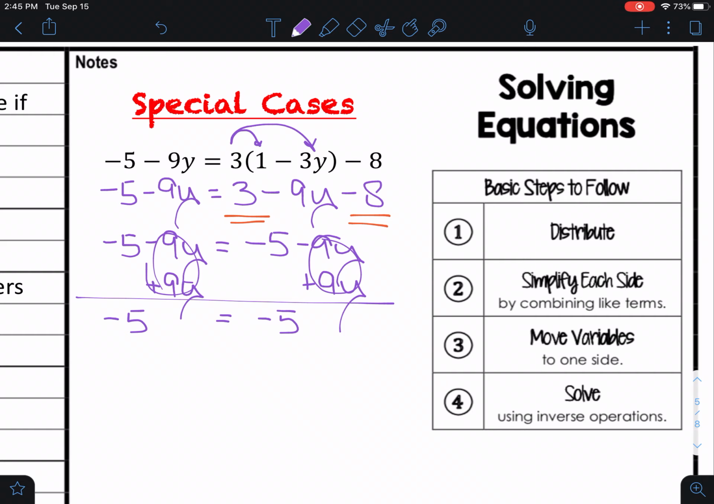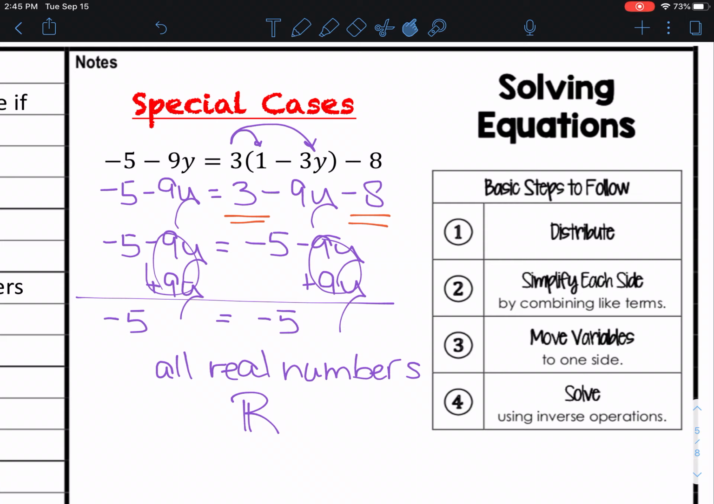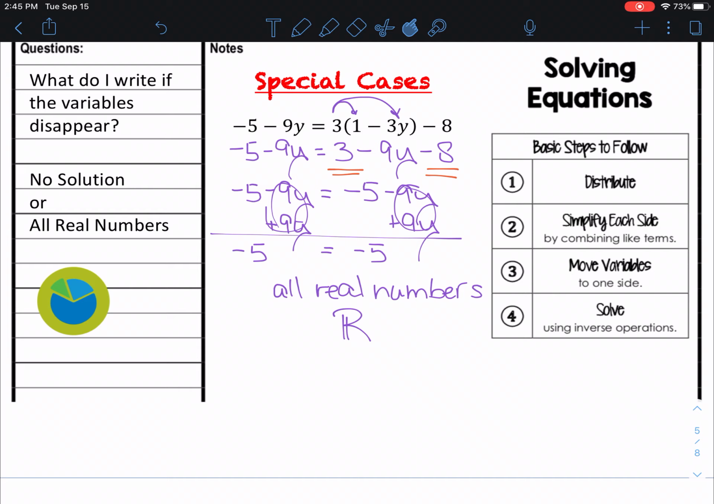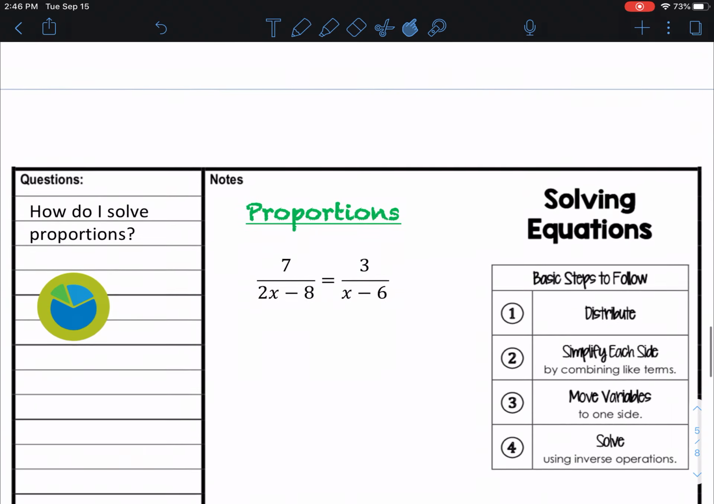So what we say when all numbers work, in math we say all real numbers. All the numbers that you are aware of right now are called real numbers. The abbreviation for that is this like script R, so you could write that instead. Either one of those is fine. So when you get this kind of thing going on, if your variables disappear, you're going to write, if it's a true statement, all real numbers. If it's a false statement, you're going to write no solution.